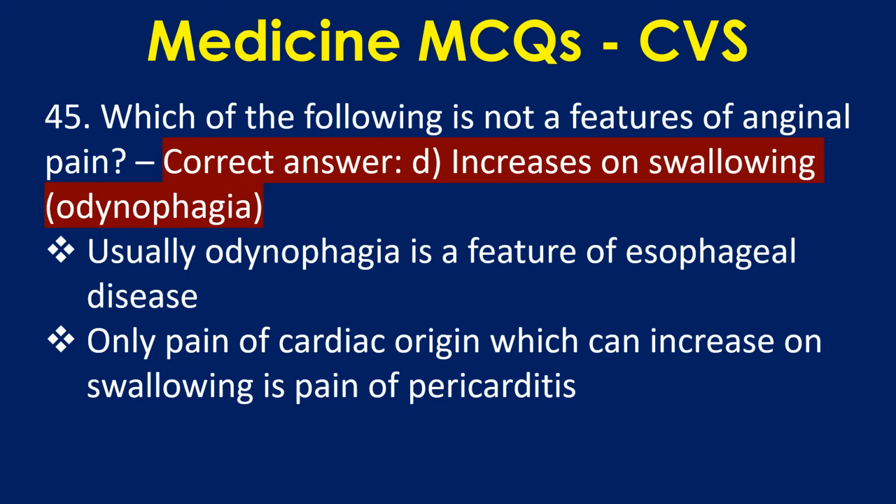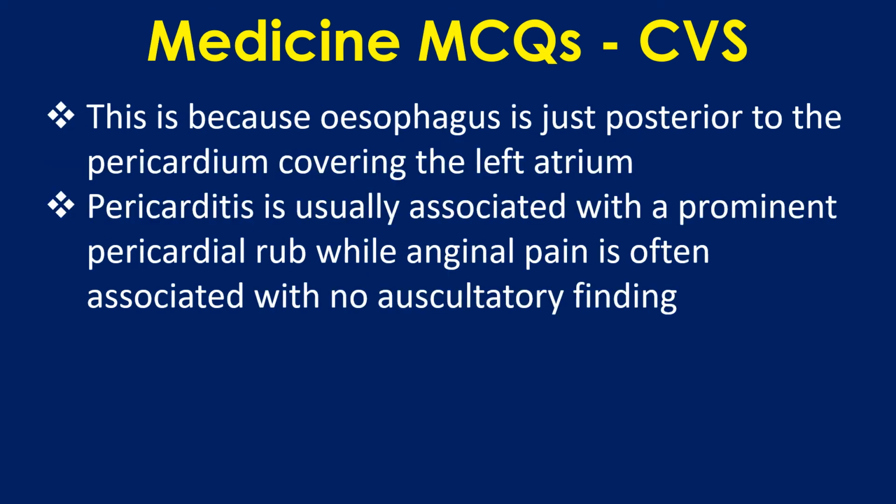Increases on swallowing, odynophagia. Usually, odynophagia is a feature of esophageal disease. The only pain of cardiac origin which can increase on swallowing is pain of pericarditis. This is because the esophagus is just posterior to the pericardium covering the left atrium. Pericarditis is usually associated with a prominent pericardial rub, while anginal pain is often associated with no auscultatory finding.